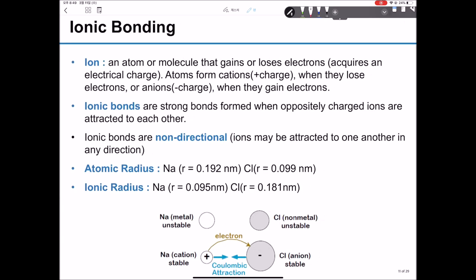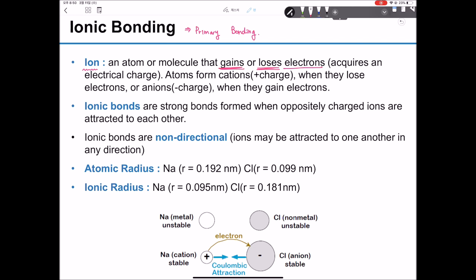All right. So let's take a look at ionic bonding. As I said, this is primary bonding. So an ion is an atom or molecule that gains or loses electrons.